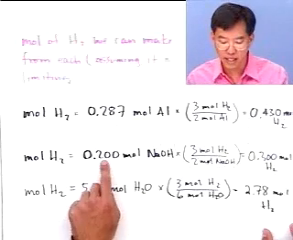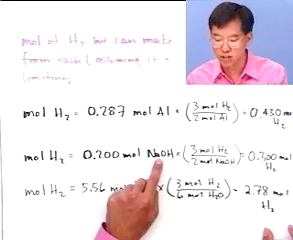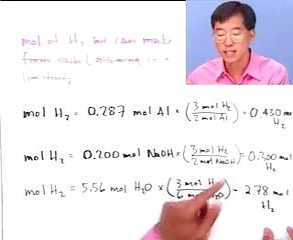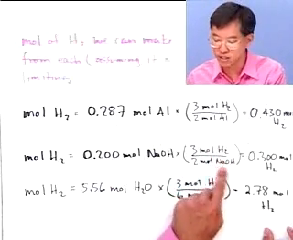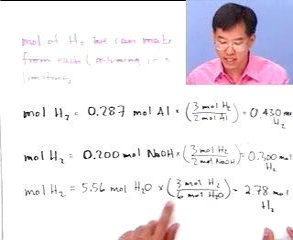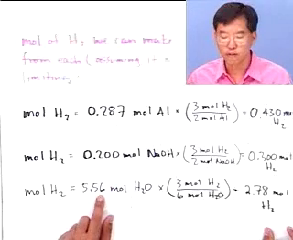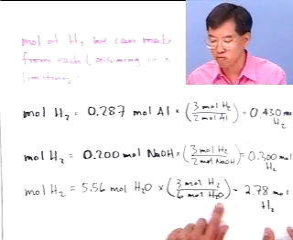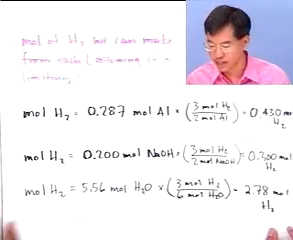And similarly, from the number of moles of sodium hydroxide we started with, here 3 moles of hydrogen for every 2 moles of sodium hydroxide. Go back and look at the balanced reaction. You'll see that's correct. So we multiply through and we get 0.300 moles of hydrogen. And then for water, 5.56 moles of water times 3 moles of hydrogen for every 6 moles of water, and that gives us 2.78 moles of hydrogen.